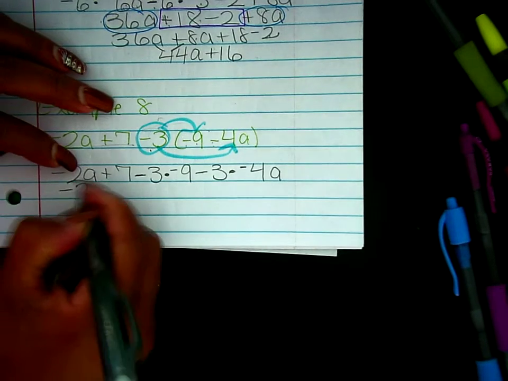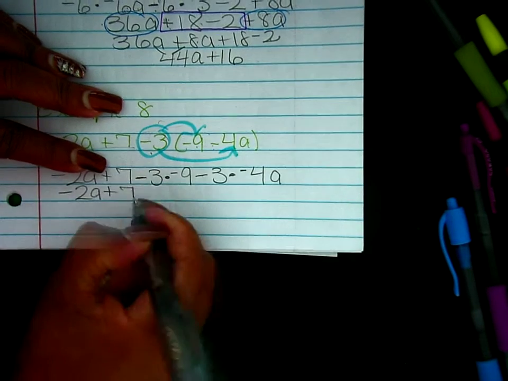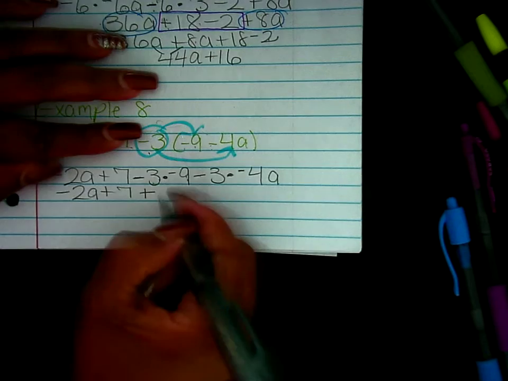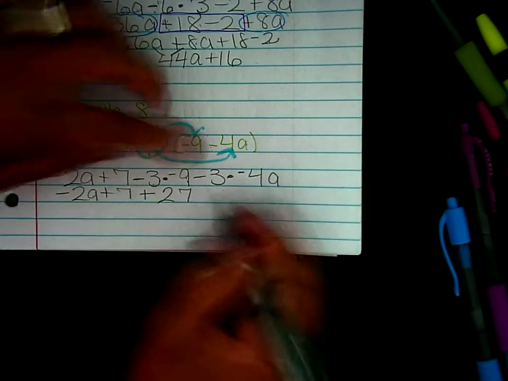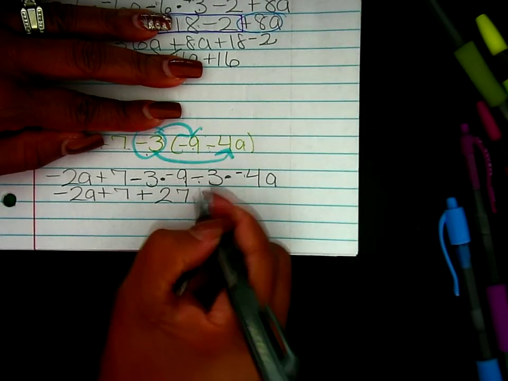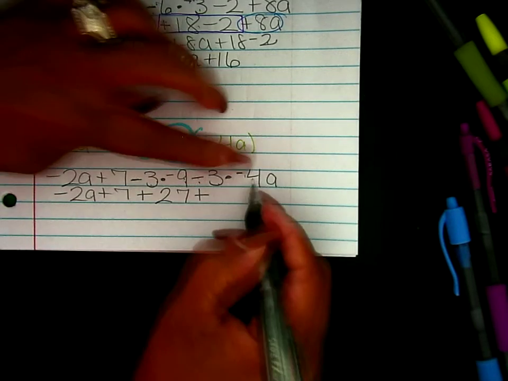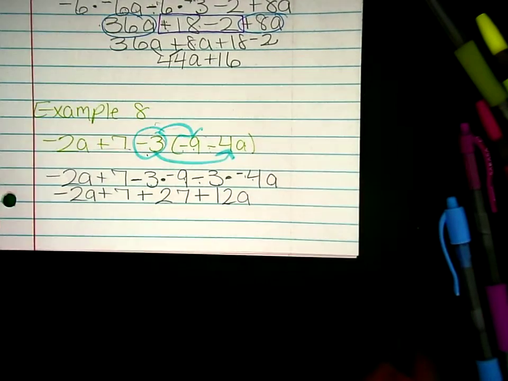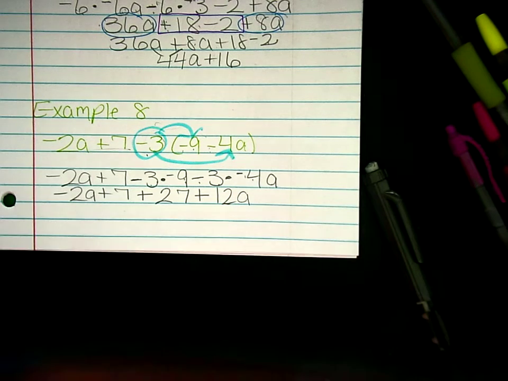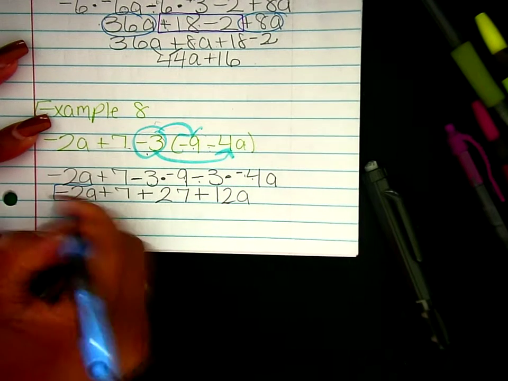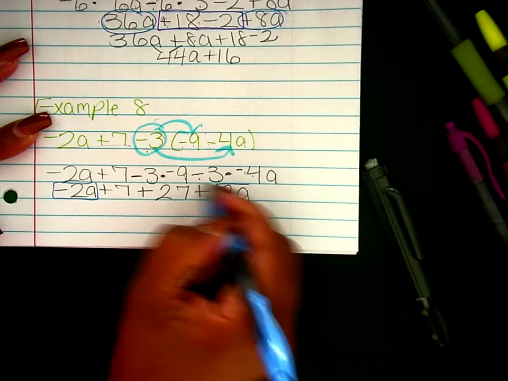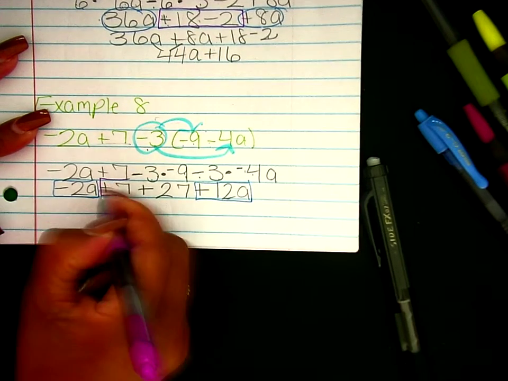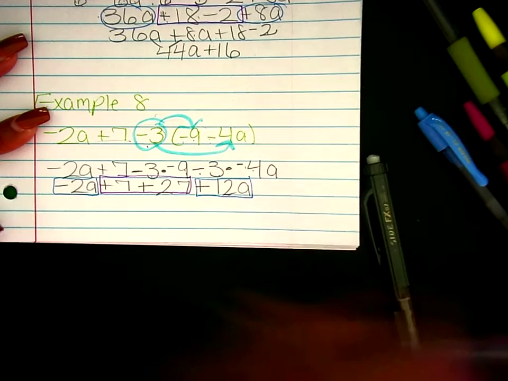So I bring down negative 2a plus 7. Negative times a negative is a positive. 3 times 9, the product is 27. Negative times negative is a positive. The product of 3 and 4 is 12. Affix the variable a. Next, identify your like terms. The first term has a to the first degree. The last term has a to the first degree. In between, we have our constants, positive 7 and positive 27.